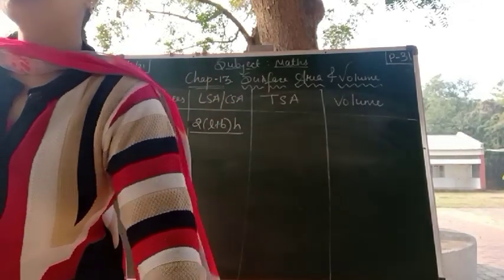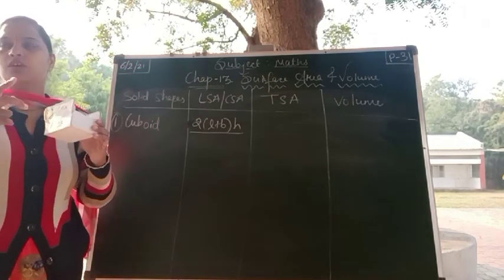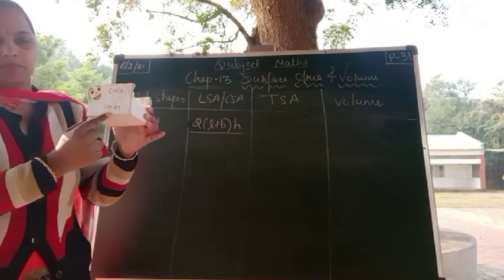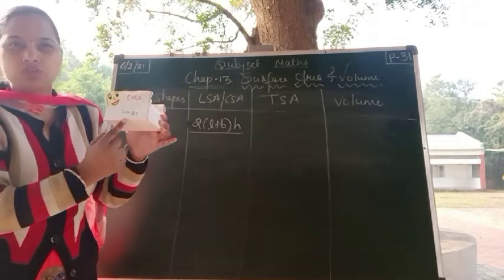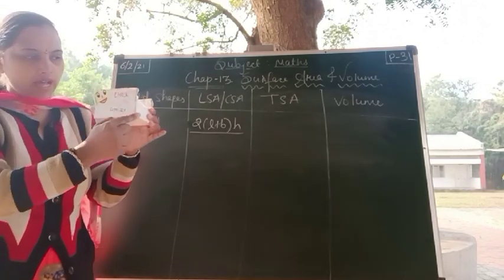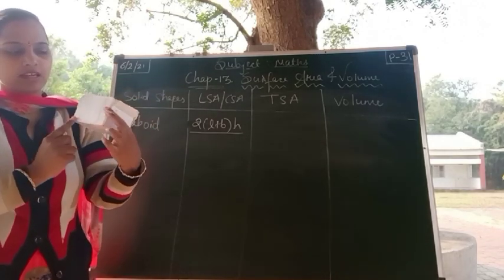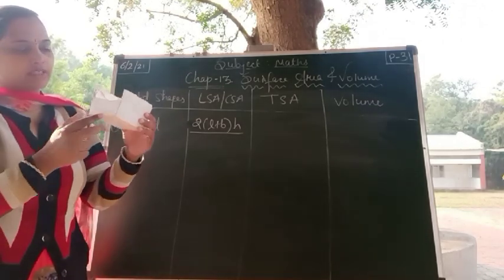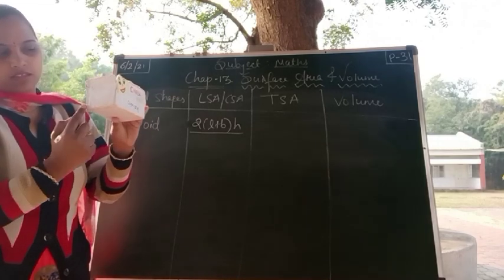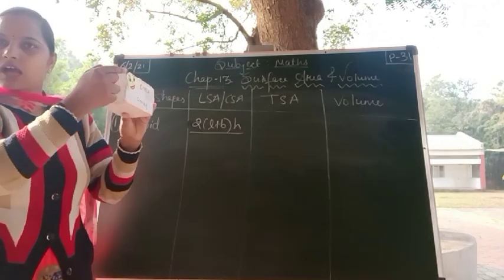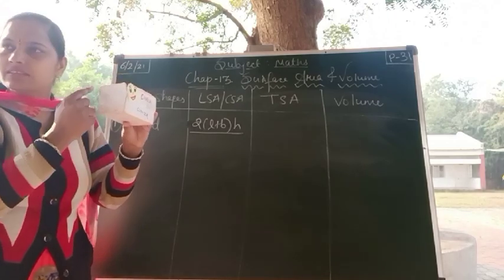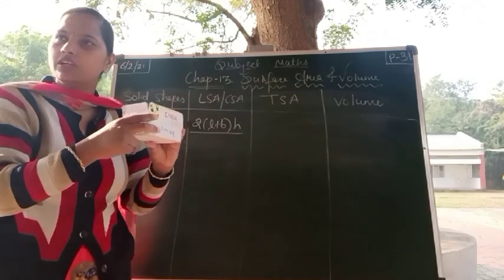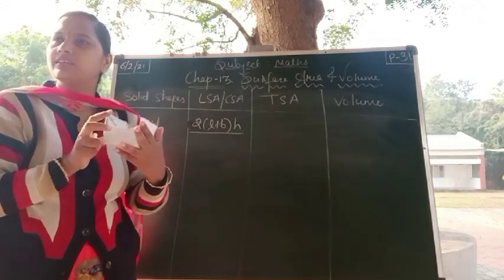Now, total surface area of cuboid. Okay, let me count. What is the area of this plane figure? Length into height. Now just opposite to this, I can see length into height once again. 2LH. Okay, 2LH. Now next. Here you can see the next part. This is breadth, this is height. So what is the area of this rectangle? Breadth into height. So this is BH. Now just opposite to this, again I will get BH.